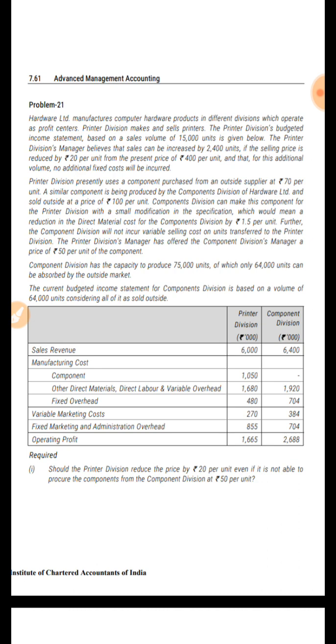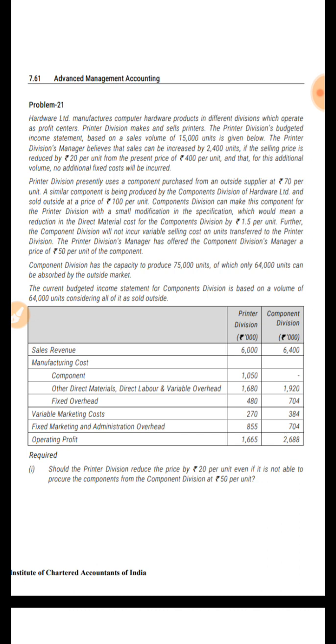And the maximum sales volume it can sell is 15,000 units. They are selling the 15,000 units at 400 rupees per unit, and they believe that if they reduce the price by 20 rupees, they will be able to increase the sales volume by 2,400 units. That's all the first para says. It also says that for that additional sales volume, no additional fixed cost is required.